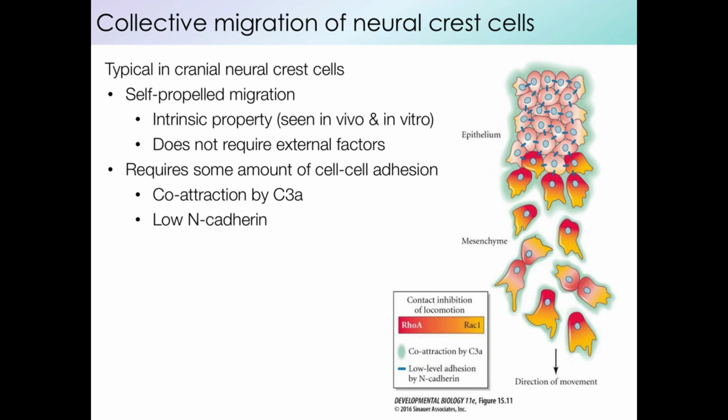Now, this process of collective migration is considered to be an intrinsic property because it's seen both in vivo and in vitro, and it doesn't require external cues. So what that means is that it doesn't require chemoattractants that are secreted by cells other than the neural crest. However, the neural crest cells themselves are secreting the coattractant C3a to remain as a cluster.